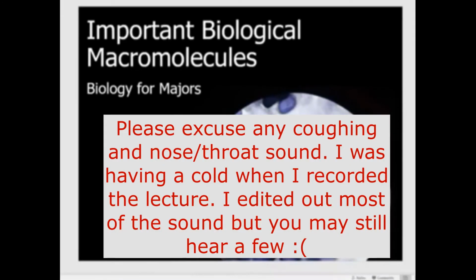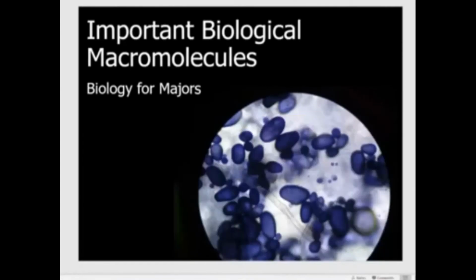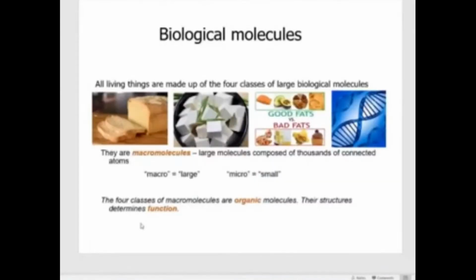This is the third chapter where we're going to study biological molecules. Alright, so these four pictures actually show you the four most important biological molecules. All living things are made up of these four classes of biomolecules. So the first picture, you can probably guess, yeah, bread has a lot of carbohydrates, and in tofu, proteins.